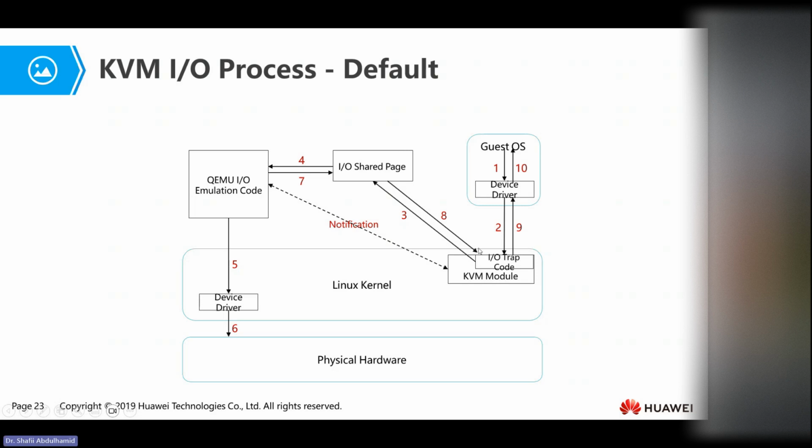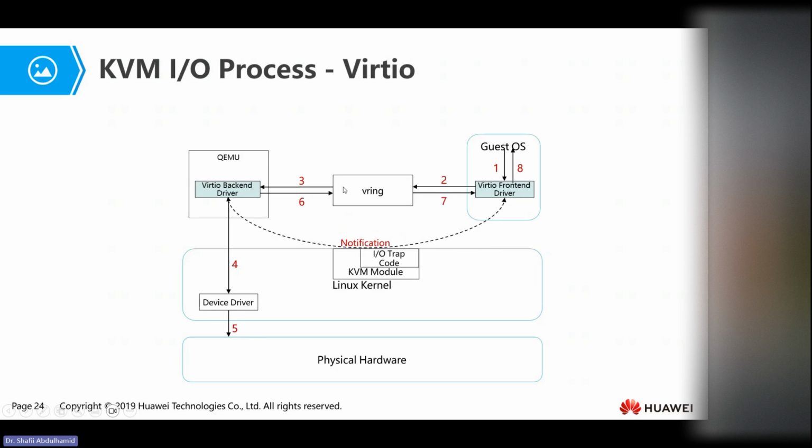So the KVM will now pick the instruction in step 8 from the shared page and then send it in step 9 to the device driver, which in turn sends it to the virtual machine that you created. Then you will now see the output of your program showing. Okay, Doctor, clear. So this is the default settings for the KVM input-output process.